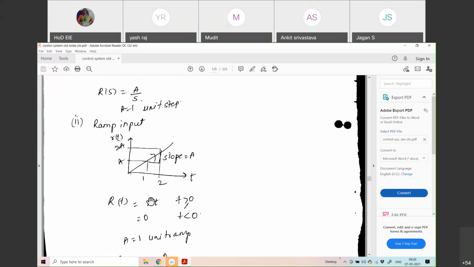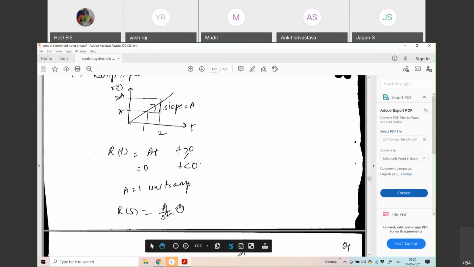If the amplitude A is equal to 1, we say it is a unit ramp. Otherwise, it is generally represented as A into T for T greater than or equal to 0, and the ramp would be 0 for T less than 0. The Laplace transform, R of S, is given by A by S square, because the Laplace transform of T is 1 by S square. So the Laplace transform of a ramp is A by S square. You know the Laplace transform of the unit ramp, and of the general ramp with a magnitude other than 1.